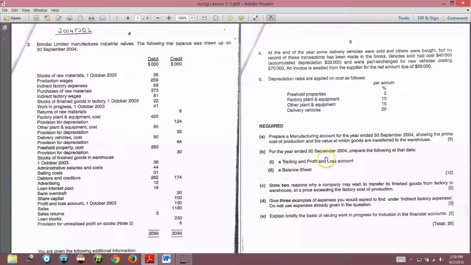And for the year ended 30 September 2004, prepare the following: trading and profit and loss account and balance sheet. Then C, state 2 reasons why a company may wish to transfer their goods from the factory at a price exceeding cost. So from what I can see, C, D, and E are theory questions. Only A and B, 1 and 2, are doing the accounts. So now I know I should prepare a manufacturing account, a trading and profit and loss account, and a balance sheet. So what I'm going to do is lay down all my papers.